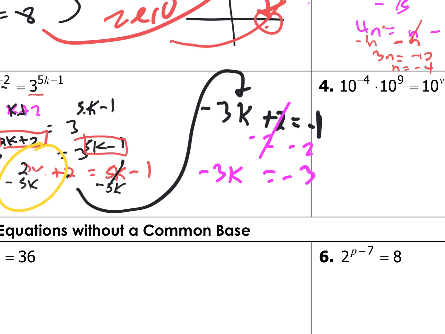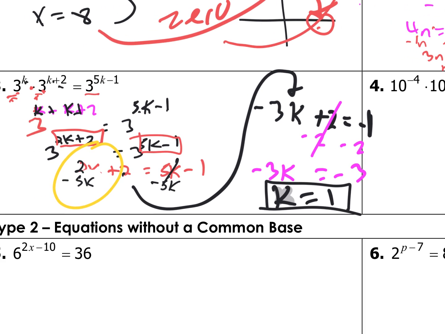Divide both sides by a negative 3. What's k going to be now? Oh, it will be 1. The negatives cancel, right? Whoop, wrong color. K is going to be 1. Nice job, Dylan. And Kayleen, thank you for your help.